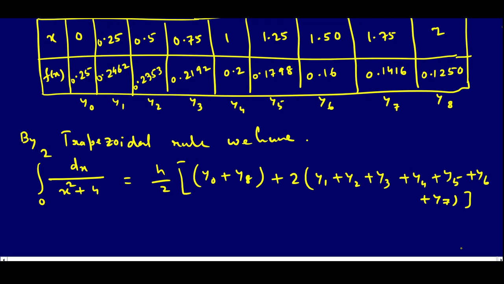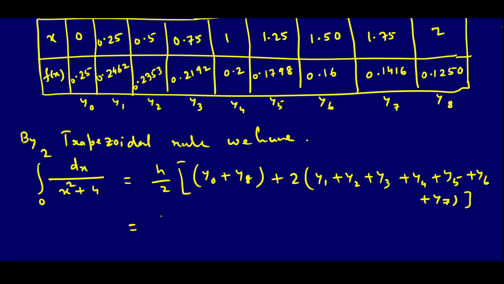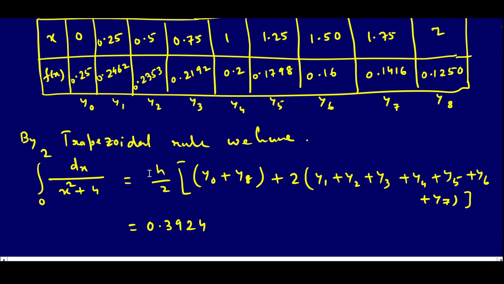So from the table, you just have to put all the values here. h is how much? h is 0.25. It's already given in the question, 0.25 divided by 2. And then the values of y0, y8. So just put all the values from the table, calculate, and after calculation, you will get a number like this. So this is the answer. So it's a very simple problem. Within a very few seconds you can do this problem.